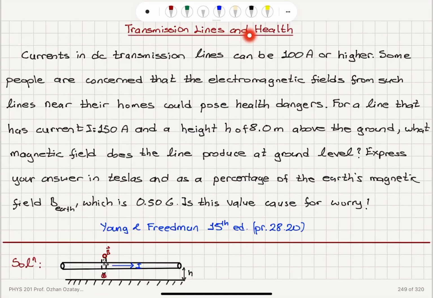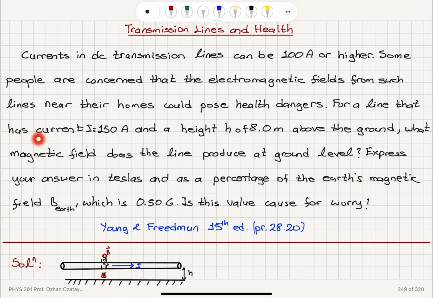Transmission lines and health. Currents in DC transmission lines can be 100 amps or higher. Some people are concerned that the electromagnetic fields from such lines near their homes could pose health dangers.